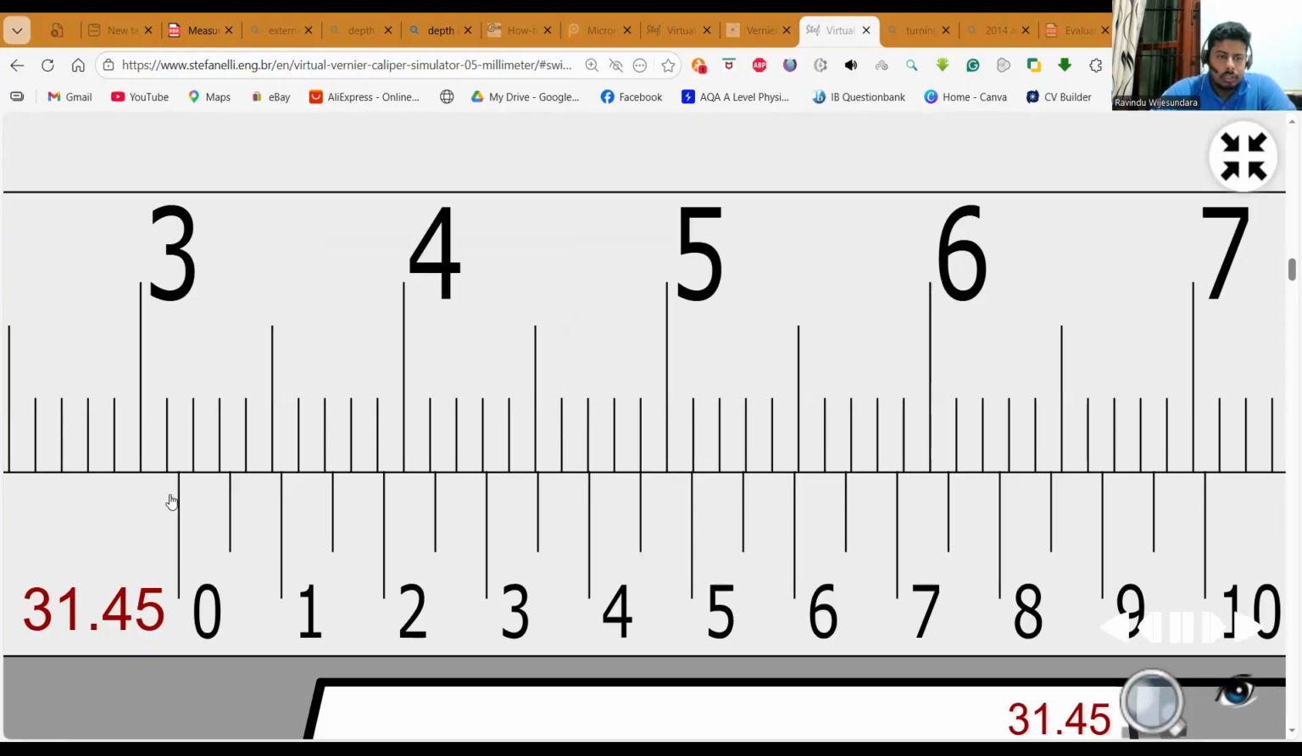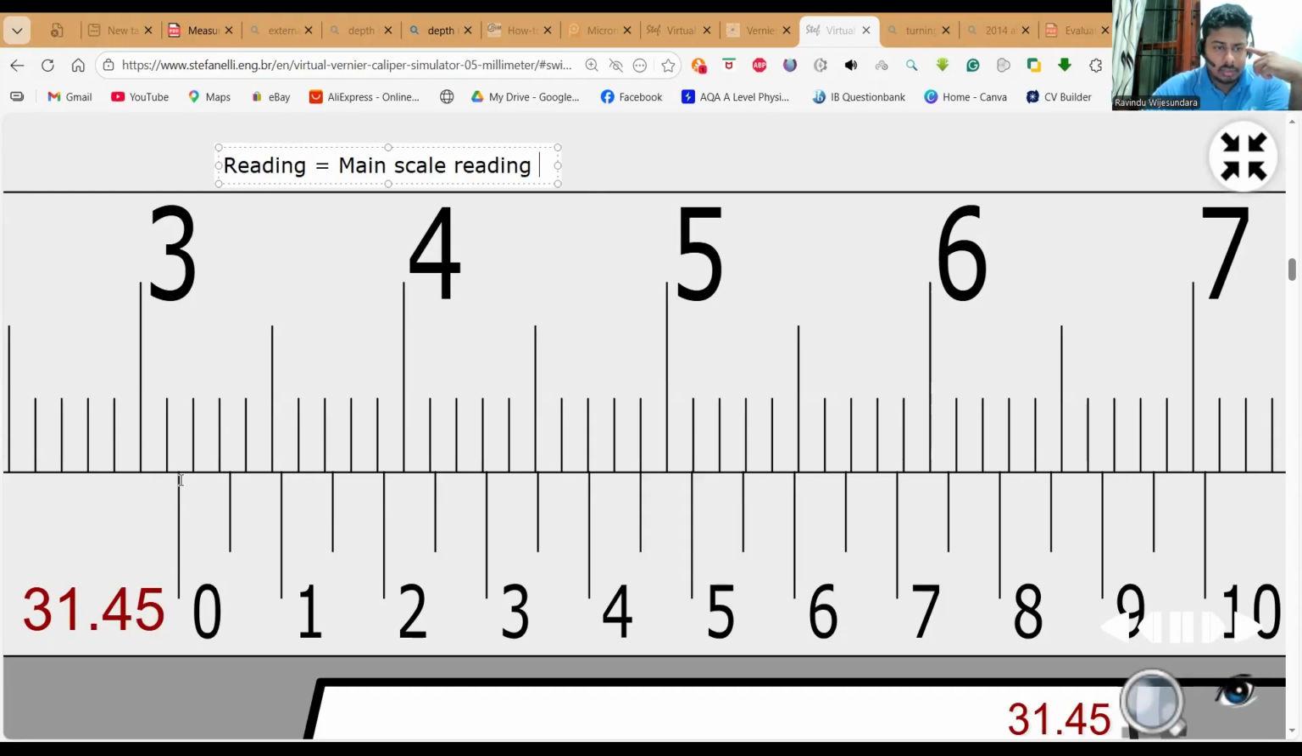Right. Now the first thing is, if I write down how to take the measurement: the reading of the vernier caliper, first we have to find the main scale reading. So how do you get the main scale reading? You have to see where the vernier 0 is. You can see here the vernier 0 is located here.